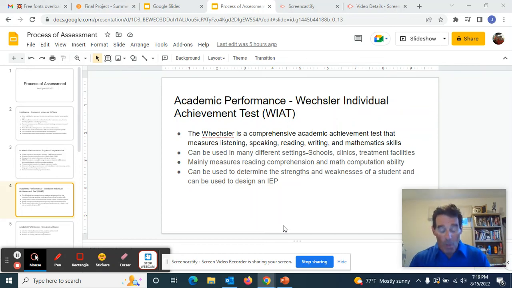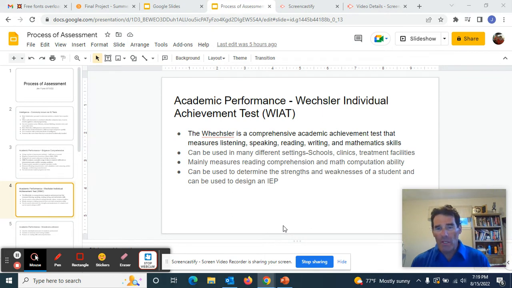Okay, this is part two of our presentation of the evaluation of the exceptional child, various assessment methods. We're covering right now, we're looking at academic performance. The next one up is the Wechsler Individual Achievement Test, or the WIAT.